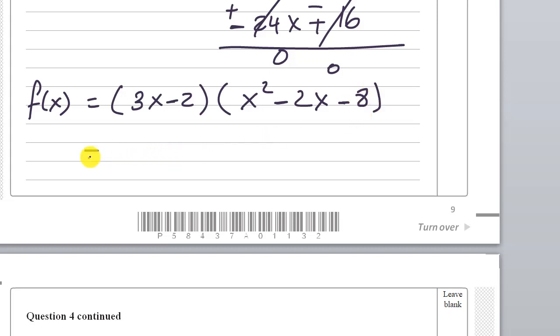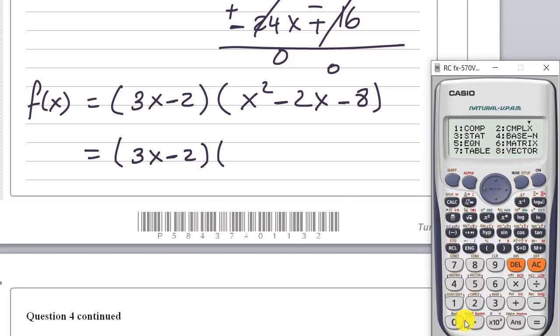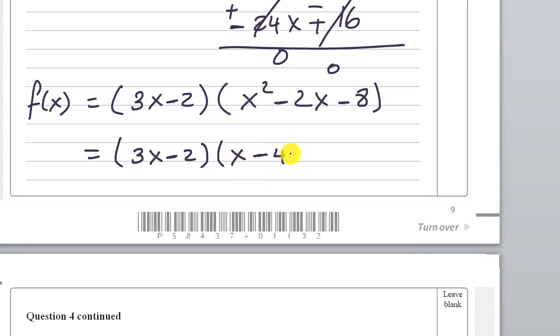Now use your calculator. So 3x minus 2 multiplied by, where is your calculator? Go 5 and then 3. 1 minus 2 minus 1 enter, minus 2 enter, minus 8 enter. So x minus 4, x plus 2. And this will be f of x.